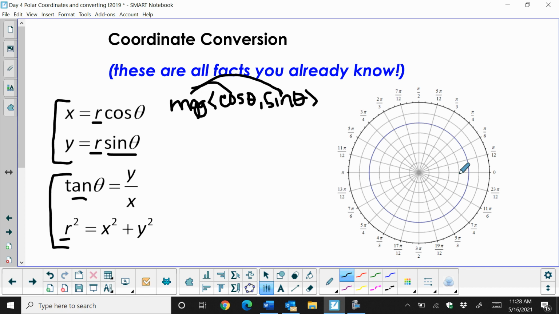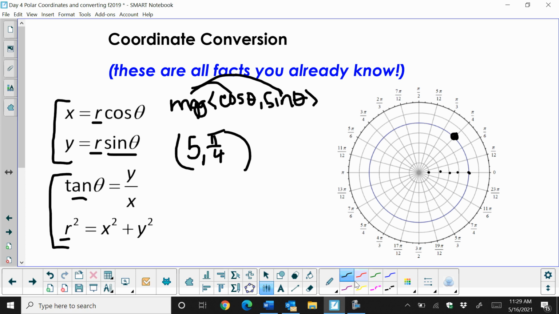So how does all this work? How do they all connect? Well, I'm going to show you real quick. We're going to take the point 5, pi fourths for a second, and we're going to graph that with polar coordinates. So I'm going to go over to 1, 2, 3, 4, 5, and I'm going to rotate to pi fourths. So that's that position as a polar coordinate.